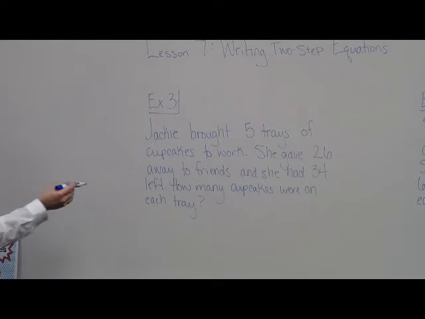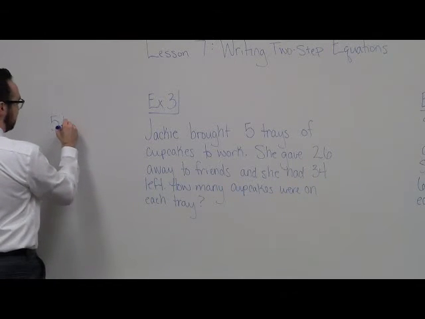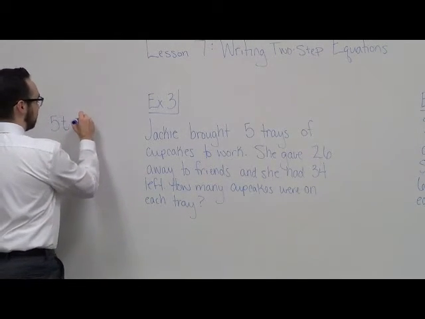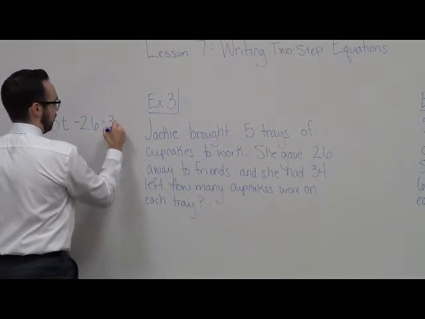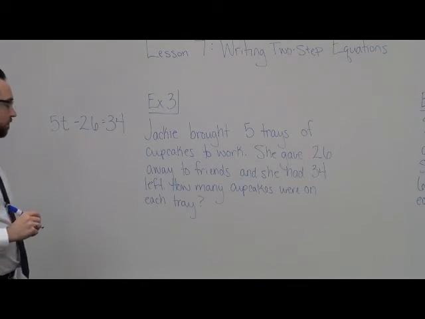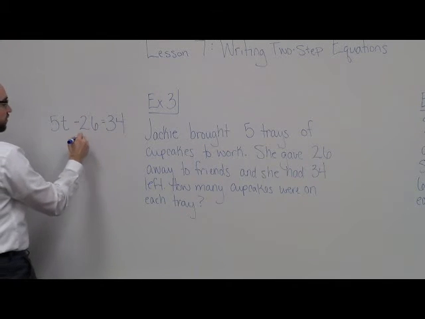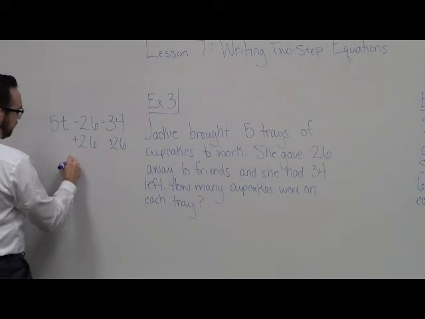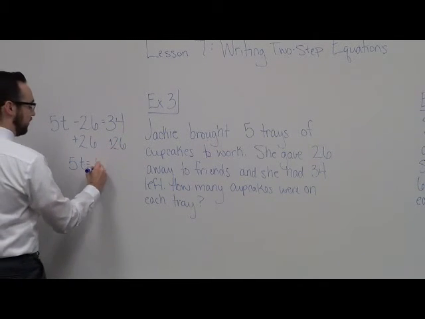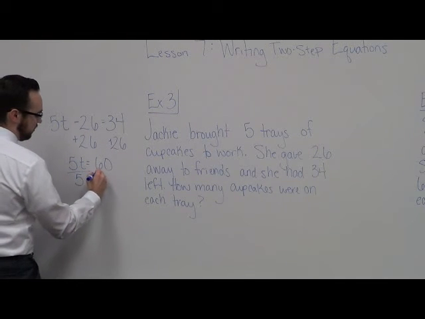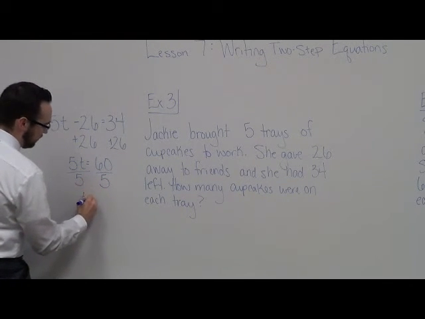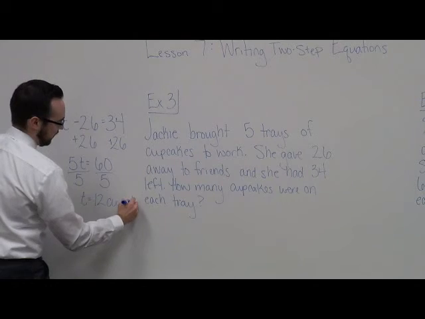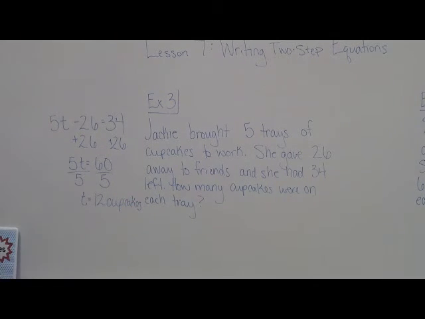So again, 5 trays means we have 5 times t. However, this time she gave away 26, so we're going to subtract away 26 cupcakes so that she has 34 cupcakes left. The only difference here is I subtracted first, which means I'm going to have to add to both sides first. So we end up with 5 trays having 60 cupcakes. Dividing that by 5, t is going to equal 12 cupcakes on each tray. So a dozen cupcakes on each tray.